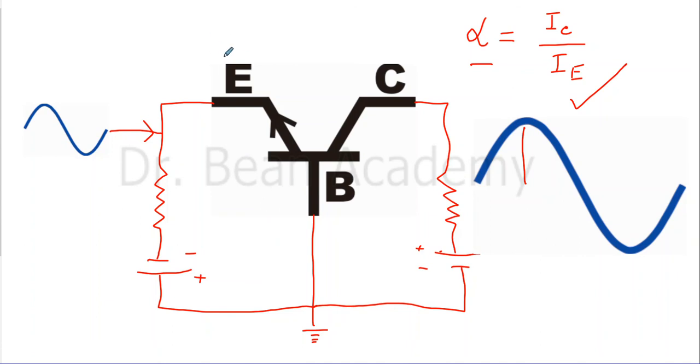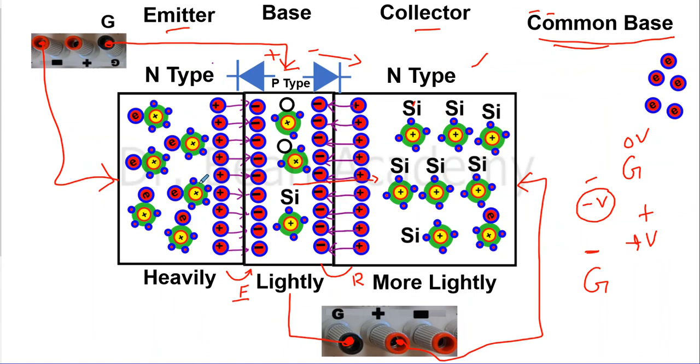Moreover, you should also be able to understand what the saturation mode is and what the cutoff mode is, even for the common base configuration. So you may try to answer when it will be in the off state and what the conditions are when both the junctions, meaning the emitter base junction and base collector junction, are in reverse bias mode, and when both of these junctions will be in forward bias mode, and you should derive those conditions as well.